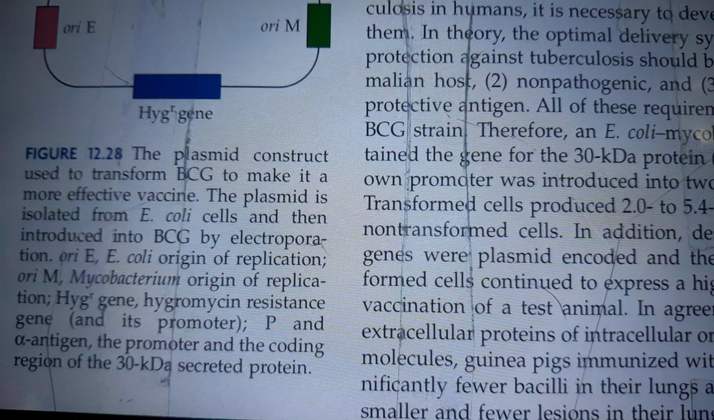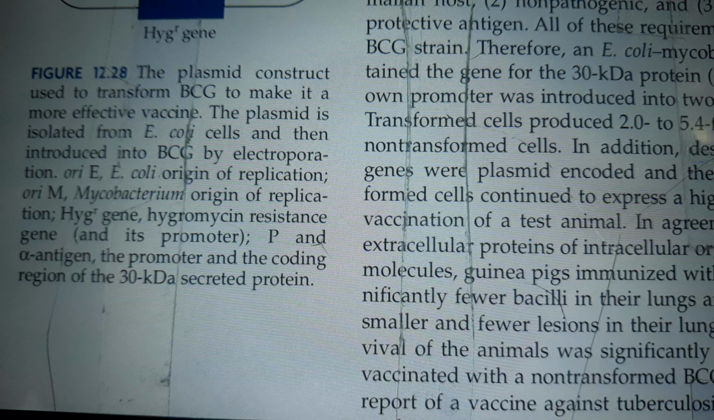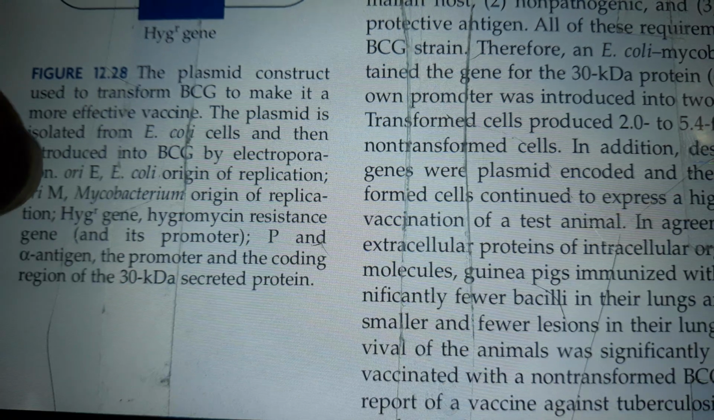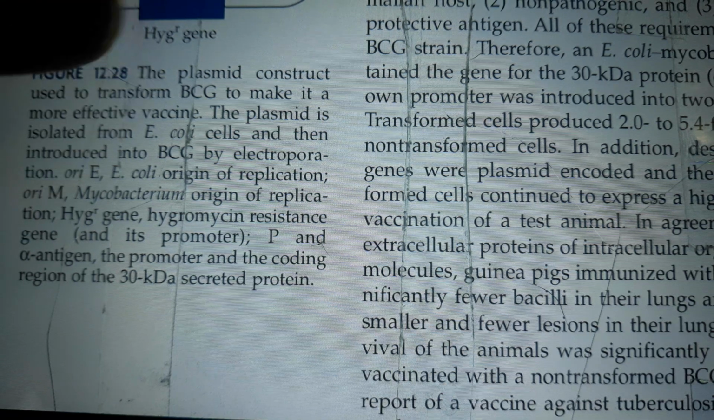This is figure 12.28, the plasmid construct used to transform BCG to make it a more effective vaccine. The plasmid is isolated from E. coli cells and then introduced into BCG by electroporation. ORI-E, E. coli origin of replication; ORI-M, Mycobacterium origin of replication; hyg gene, hygromycin resistance gene and its promoter; P alpha antigen, the promoter and the coding region of the 30 kilodalton secreted protein.